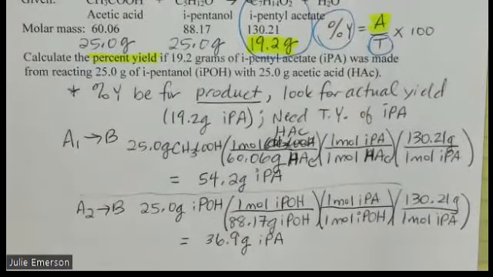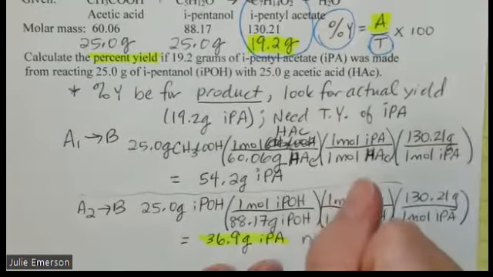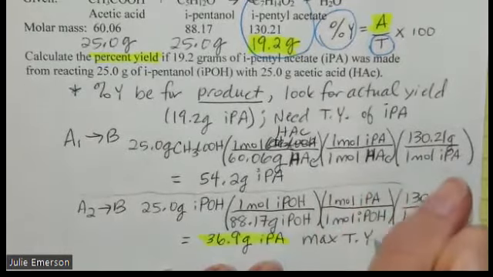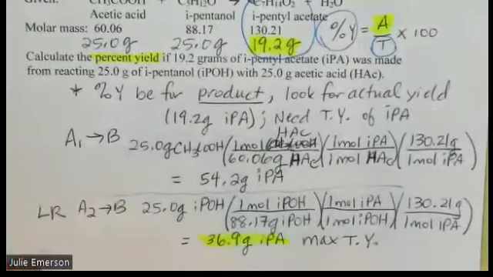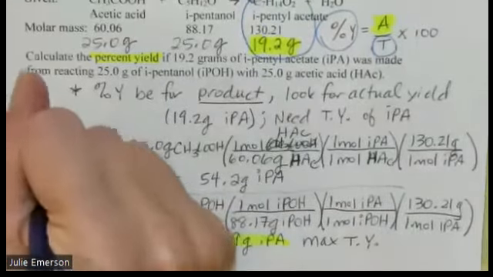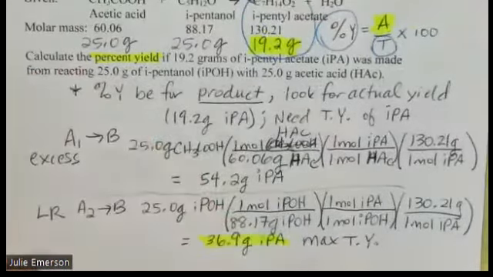So we know that a limiting reactant limits how far the reaction can go. So the smaller of the two answers, the 36.9, not the 54.2, that right there is our max theoretical yield. In theory, if everything's perfect, that's what we should get. Max, because it tells me that the ipentanol was the limiting reactant. So my A2, the ipentanol, is the limiting reactant, which means the acetic acid would have been present in excess. Now I'm still not done after all of that.